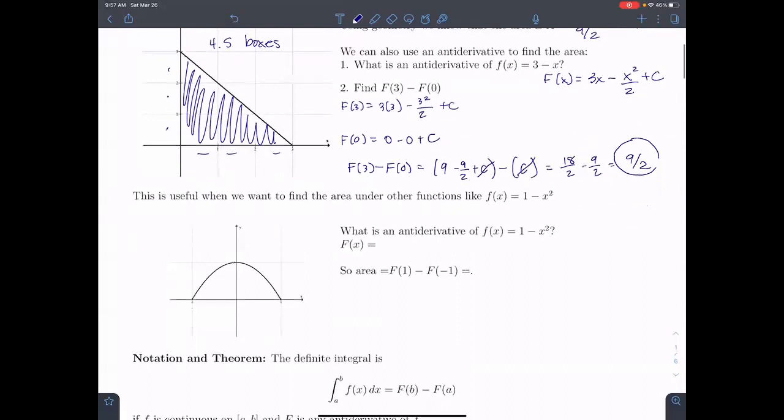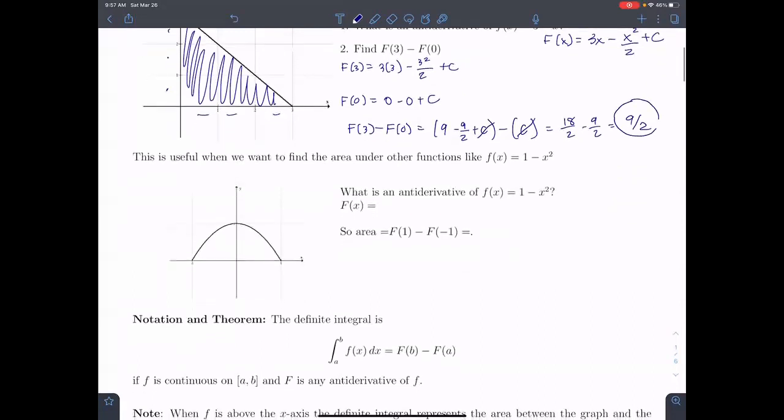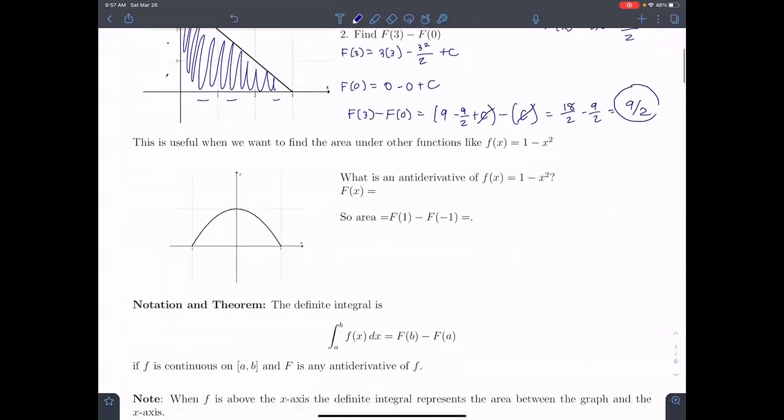So this is useful, like I said, for things that are not triangles, like this piece of a parabola here. We can do the area of that as well with the antiderivative. We can estimate it by counting. So it looks like it's a little more than a half and a little more than a half, so the area is probably a little more than 1. But let's actually find that.